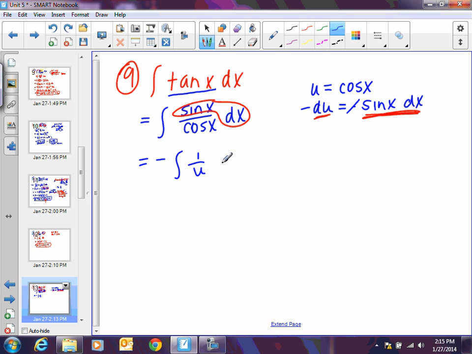So you just get 1 over u du. I mean, you notice how it's like crazy, and then it just goes 1 over u du. That's how you know you're doing it right when that happens. So then I have negative natural log, absolute value bars of u, plus c. And then one more step to take it back into x.